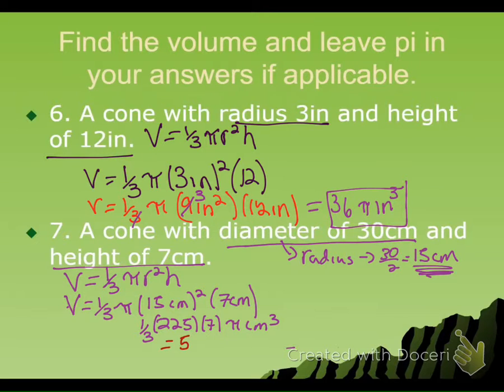529? Is that even right? It was like 0.3. 0.3 pi centimeters cubed. Okay.